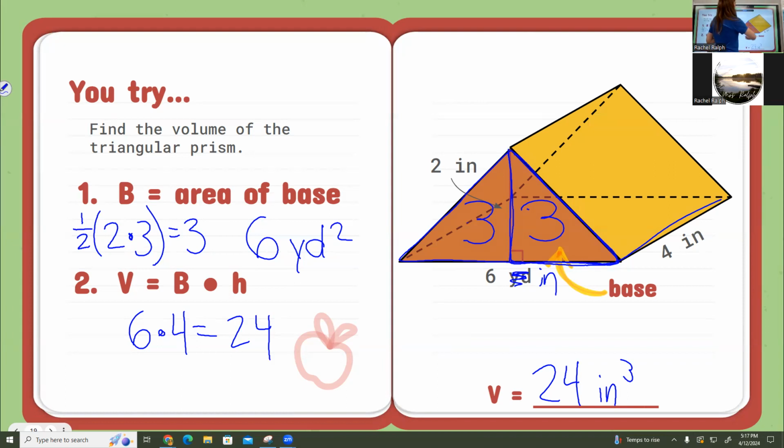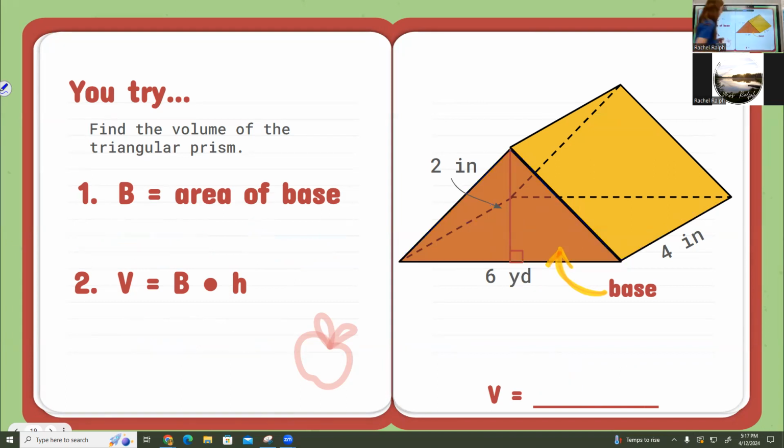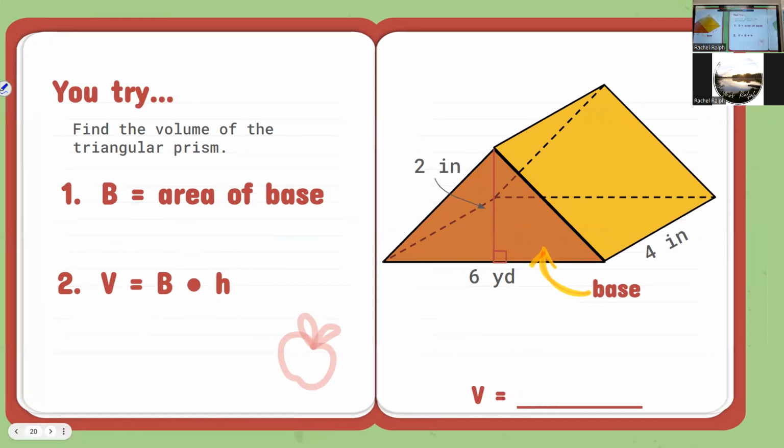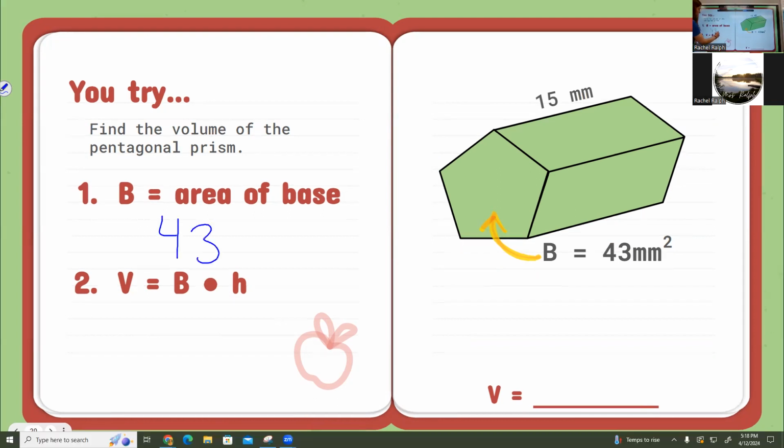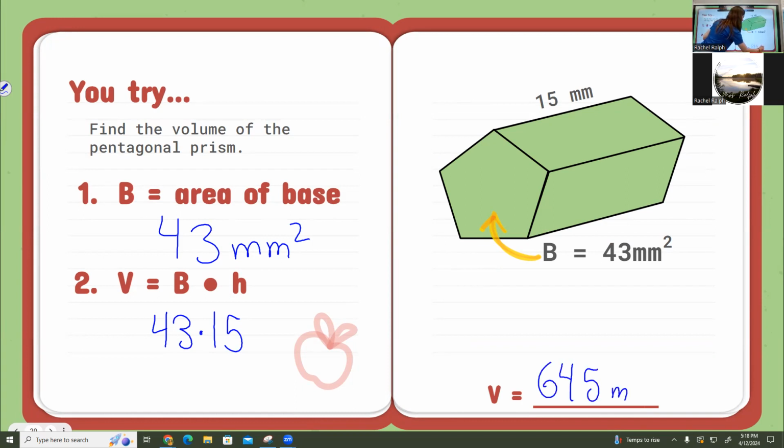Last. This one, they give you the area of the base. So find the volume of the pentagonal prism. They gave you the base, so we don't even have to find the area of the base, right? It is 43 millimeters squared. We've got 43 times our height, which is 15 millimeters. 43 times 15 is 645 millimeters cubed. All right.